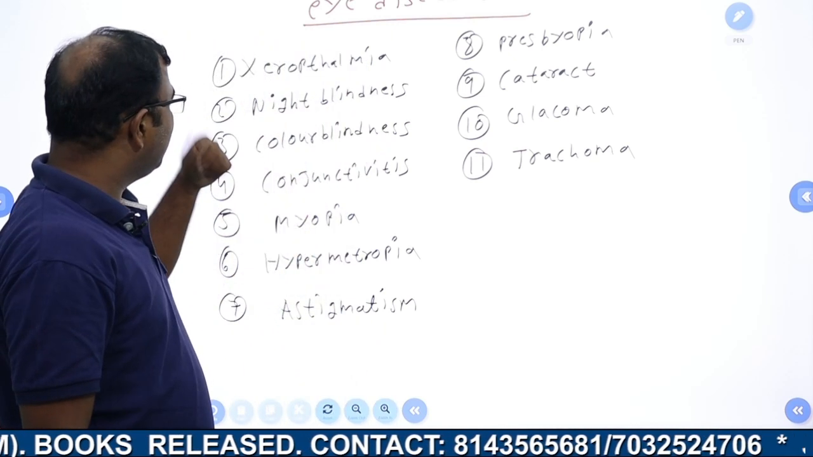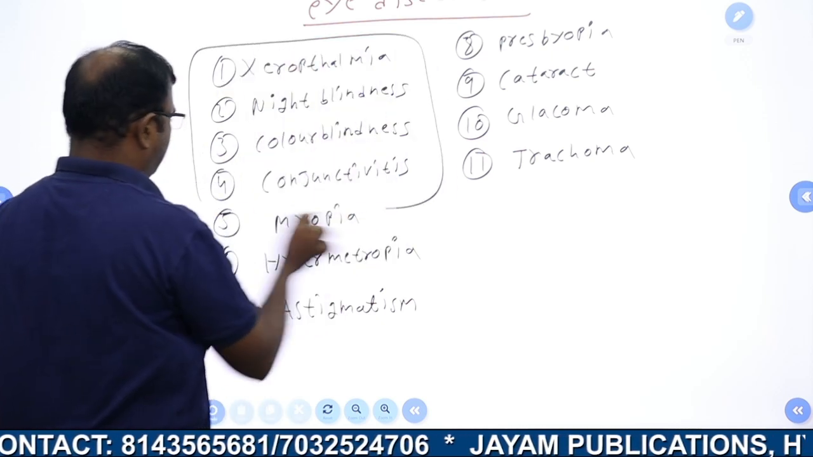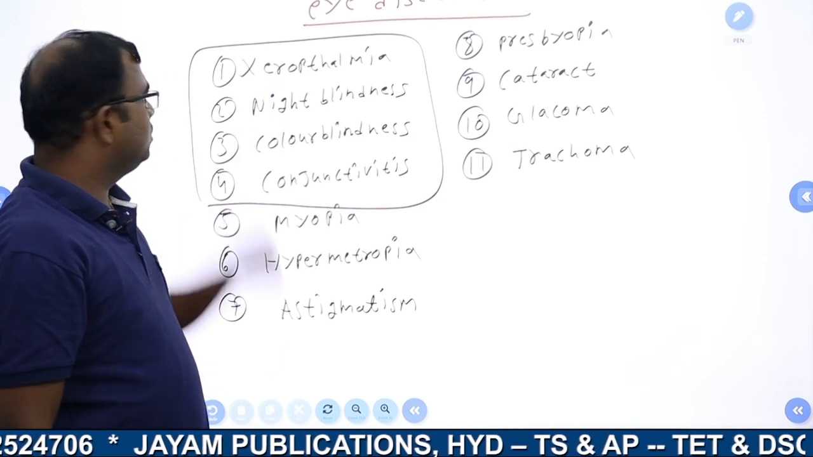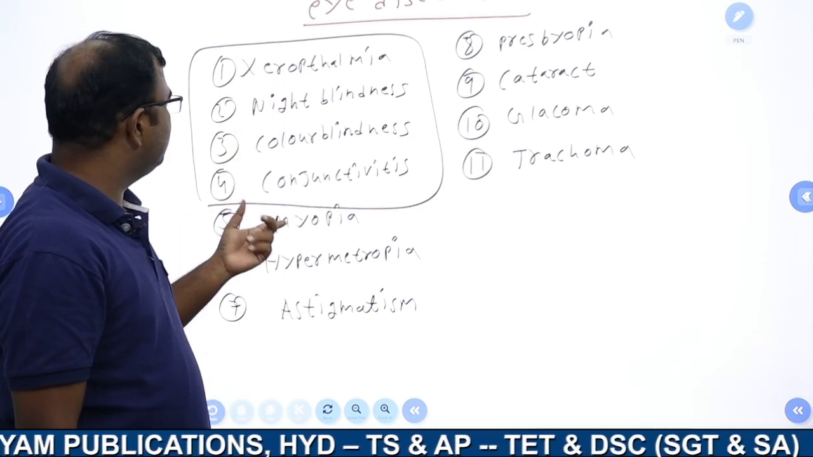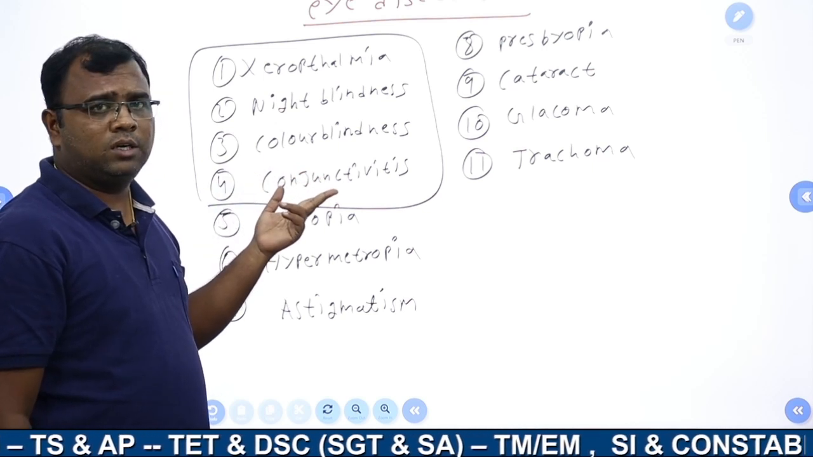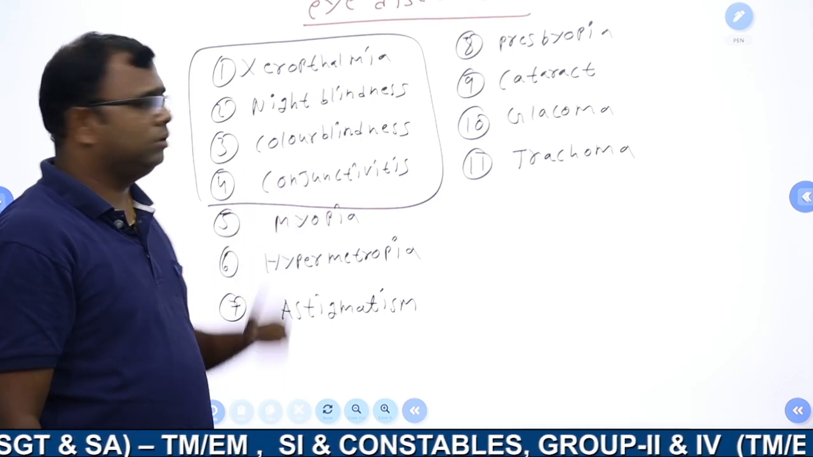I already told that these four types of diseases. Giraffophthalmia disease, already I told that. Night blindness disease, already told that. Color blindness disease, already told that. Next, conjunctival disease, already told that.